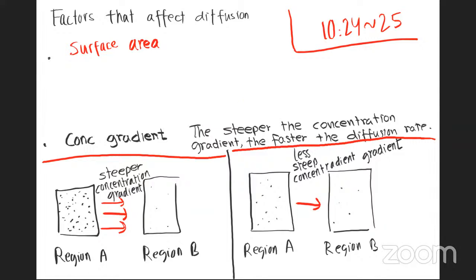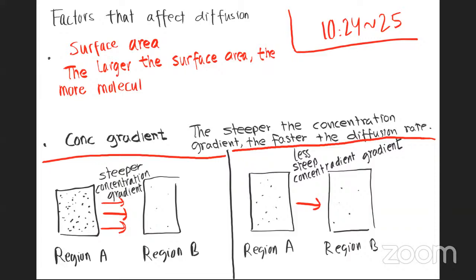So surface area: the larger the surface area, the more molecules can cross by diffusion, and so the faster the diffusion rate.